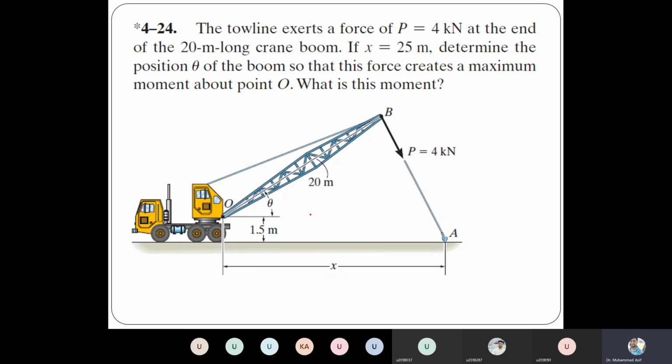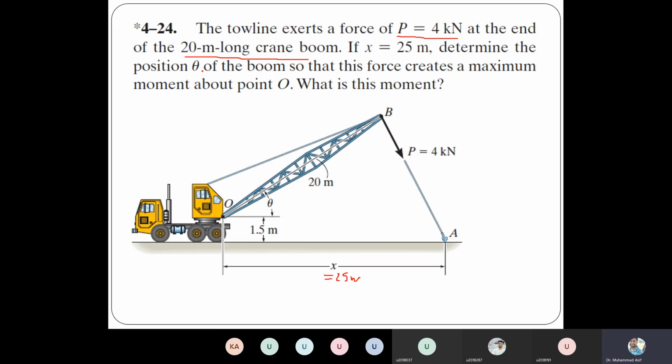Now here is a similar example. Let's say the tow line exerts a force of P, which is equal to 4 kilonewton, at the end of a 20-meter long crane boom. So this is a crane and this is the boom of the crane. The length of the boom is given as 20 meter. If x is equal to 25, where is x? This one. So this x is equal to 25 meter.